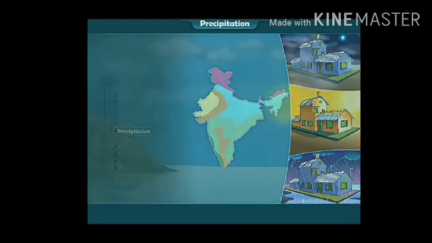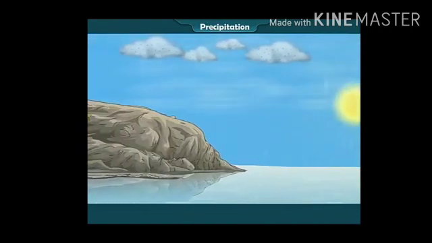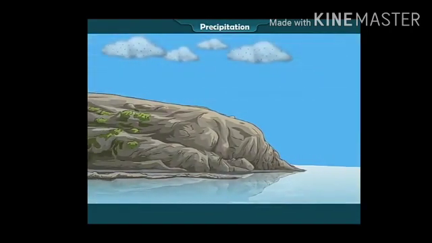Precipitation. The wind blows the clouds from one place to another. We get rainfall from the clouds. This is called precipitation.